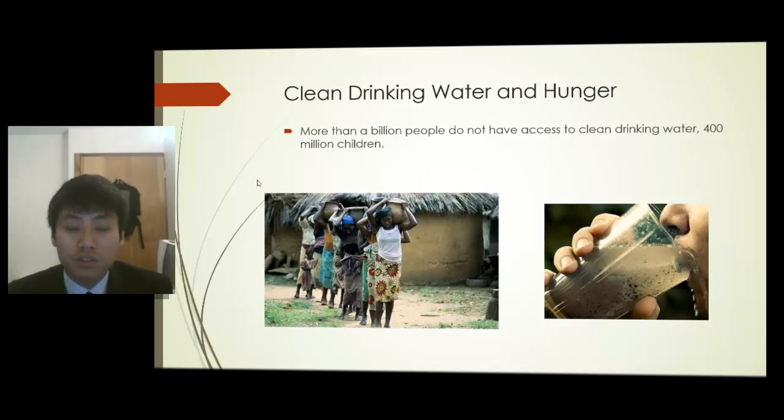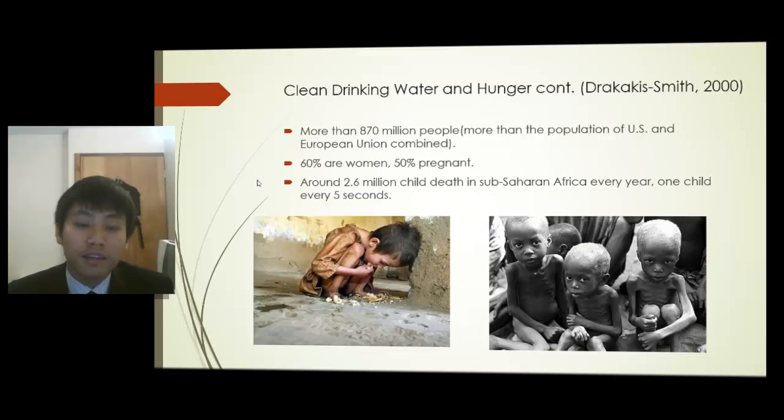The most serious issue in the third world is probably clean drinking water and hunger. There are more than a billion people in the world who do not have access to clean drinking water. 400 million of them are children. And there are more than 870 million people in the world who don't have enough food every day. This number is more than the population of the US and European Union combined. 60% of them are women.